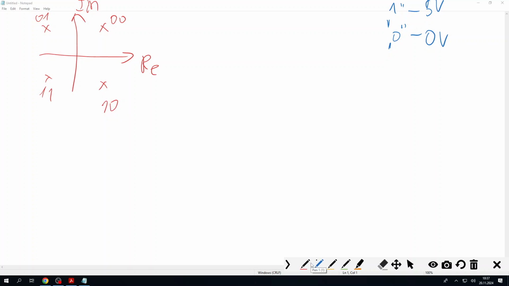To this abstract map, we assign some real signals. For example, here we will assign a plus sine wave of a specific frequency and time. Here, let's say we will assign a plus cosine wave. Here, let it be minus cosine, and here let it be a minus sine wave. So real measurable signals are assigned to these abstract constellation points.